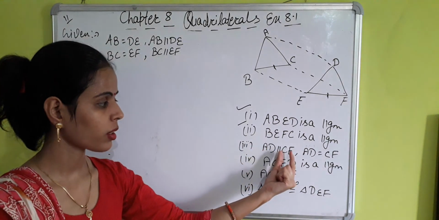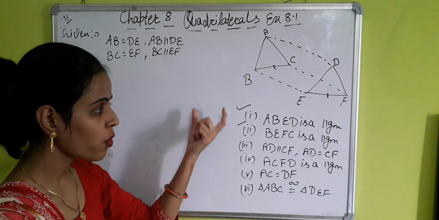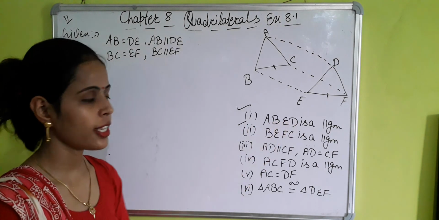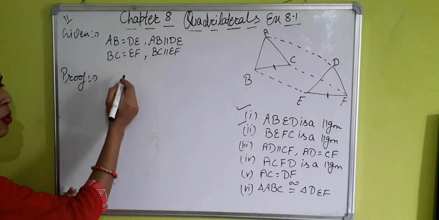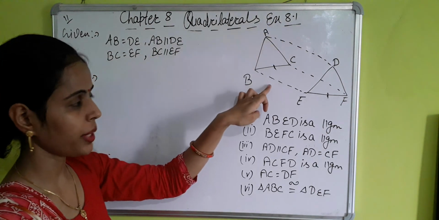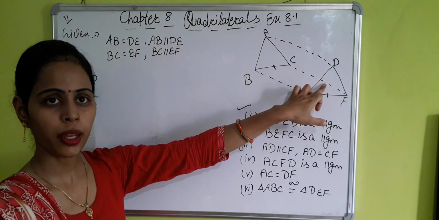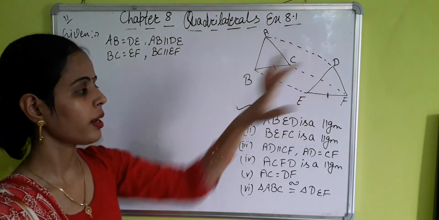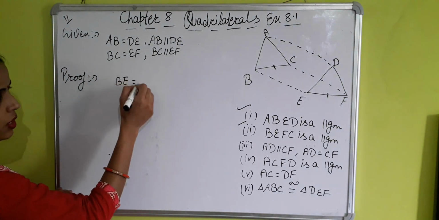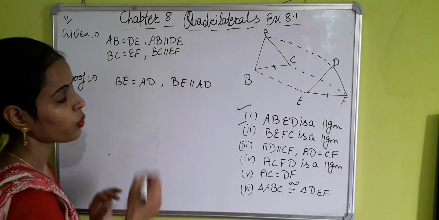AD is parallel to CF and AD equals CF, with the help of first part and second part. In the first part, ABED is a parallelogram. So we can say that AB and ED are equal and parallel, and BE and AD are equal and parallel. BE equals AD and BE is parallel to AD.